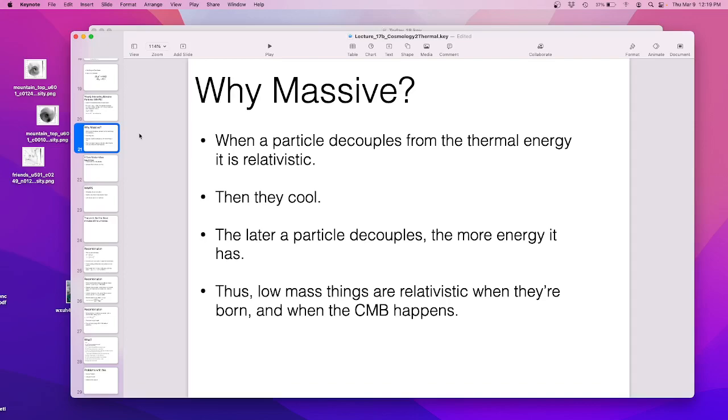Relativistic means that their velocity is on the order of the speed of light, or maybe on the order of 10% of the speed of light. It's still a lot, right? Particles are born relativistic. They cool like 1 over a. So the particle momentum goes down like 1 over a.